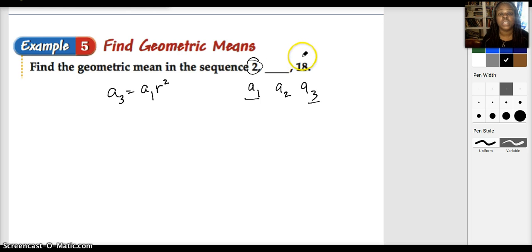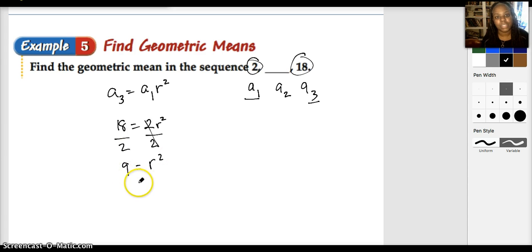I know that a sub 1 is 2 and a sub 3 is 18. So when I replace them in my equation, 18 is equal to 2 times r to the second power. I'm going to divide both sides by 2, and I get r squared is equal to 9. And that lets you know that the common ratio we're dealing with is most likely just 3, right? Not negative 3. Well, I guess it could be negative 3. That's an interesting one. Let's see if it will work out. So let's say plus or minus 3.